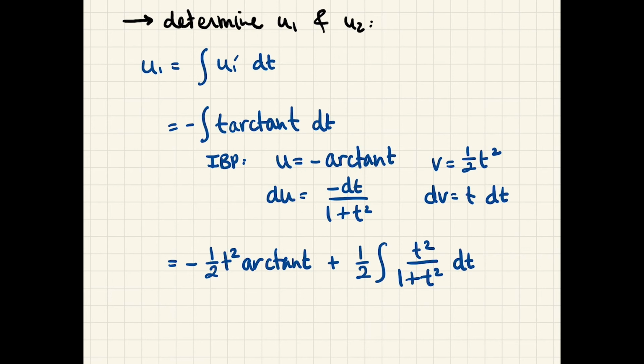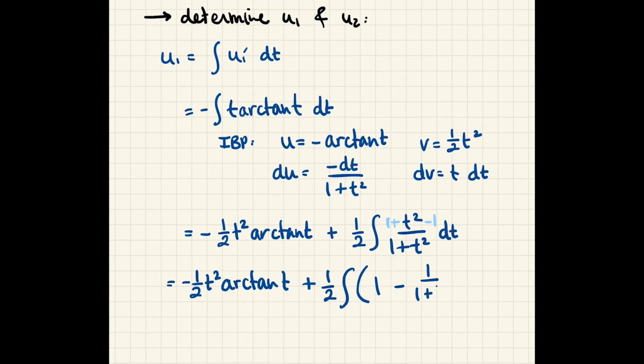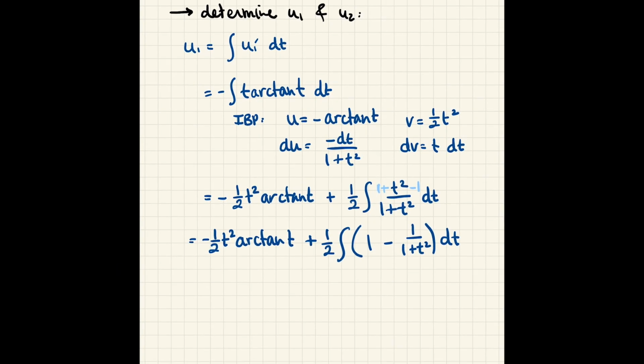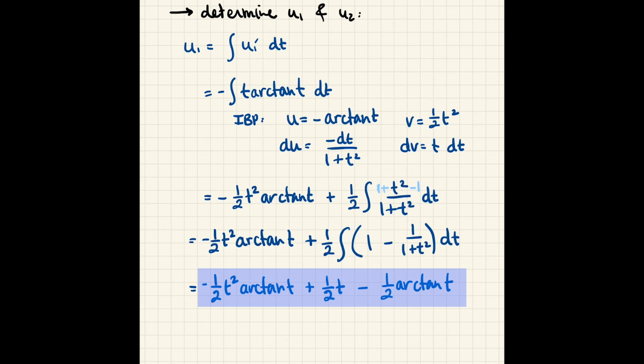Okay, so this integral you can do with long division, but why don't we do the little move where we just add 1 and subtract 1, so we get 1 minus 1 over 1 plus t squared. That's much better. So we can integrate both parts of that. We're going to get 1/2 t and then minus 1/2 arctan of t. And again, we can assign a constant of 0 to u1. So that big mess there is our u1.